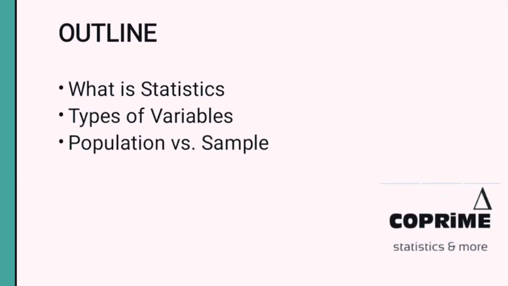So for our outline, we are going to look at the definition and scope of statistics, and then we'll look at the types of variables, and then population versus samples. These are the three important things that we are going to consider in this lecture.